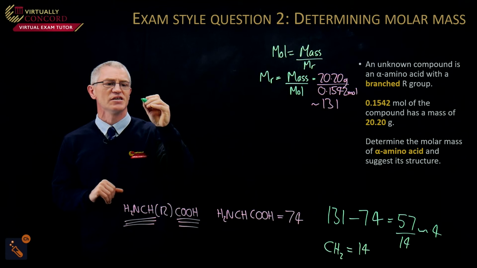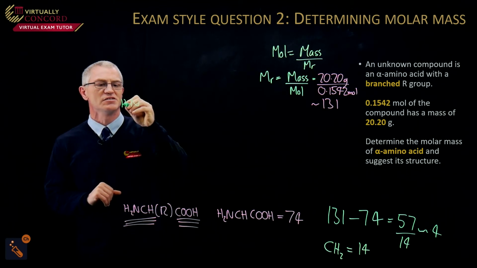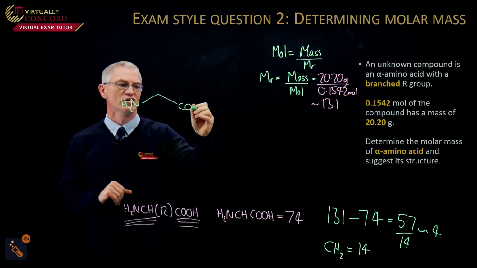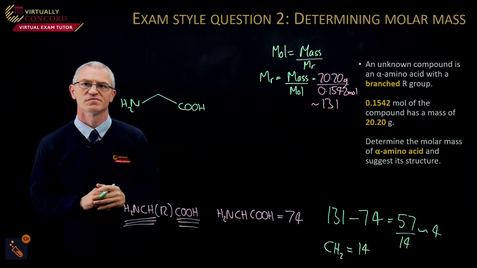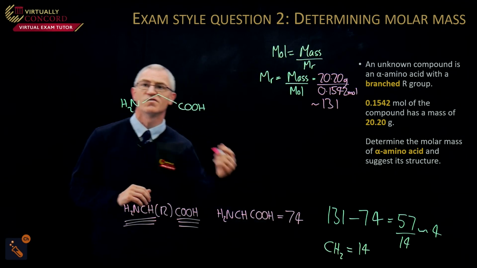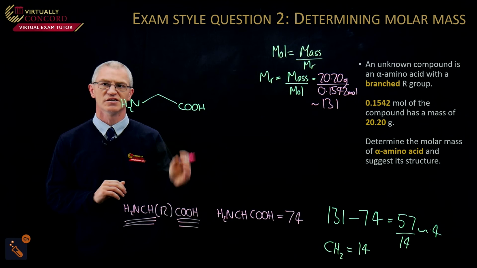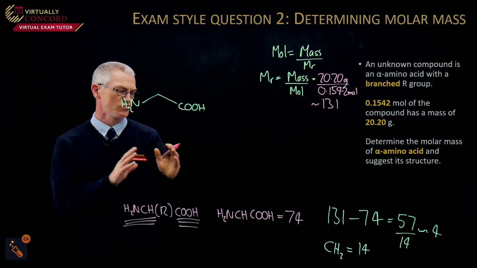So if we're looking at, first of all, skeletal, here is our NH2. There's our alpha amino acid. There's our COOH. We need to know the R group that's coming up off here. There's our R group down here. We want to know what's coming up off here. So we've got 4 carbons.